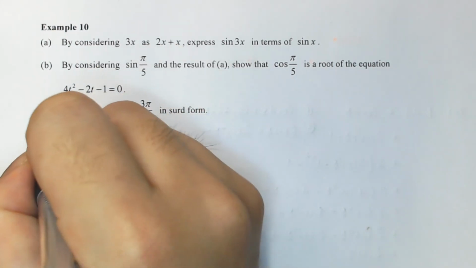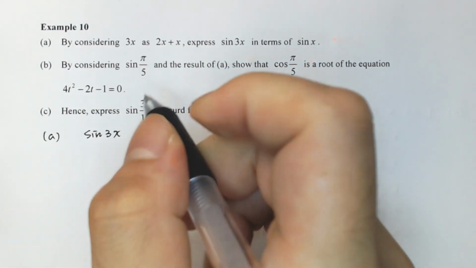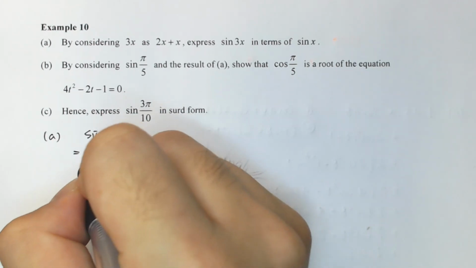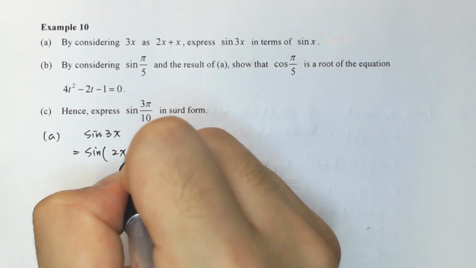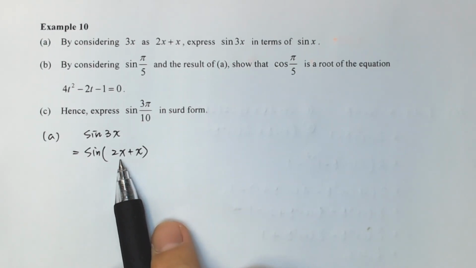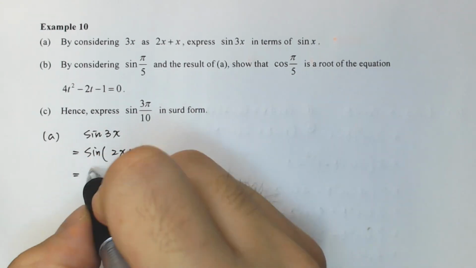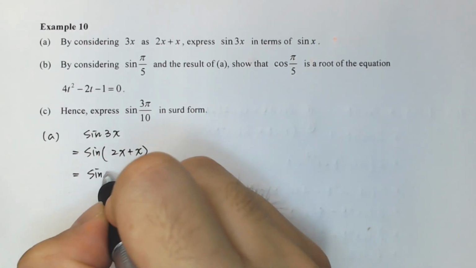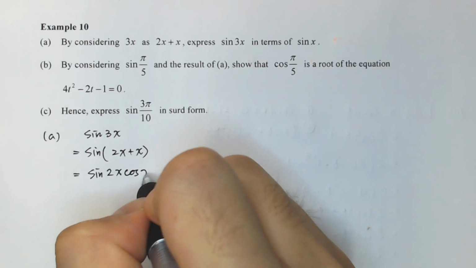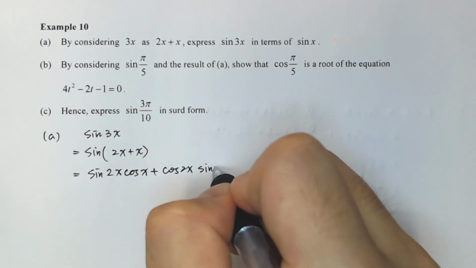So that means you should start from sine of 3x and follow the hint. You rewrite it as sine of 2x plus x, and you write it in this way. You can consider the combined angle formula. One angle is 2x and the other angle is x. So we can write it as sine of 2x cosine x plus cosine of 2x sine x.